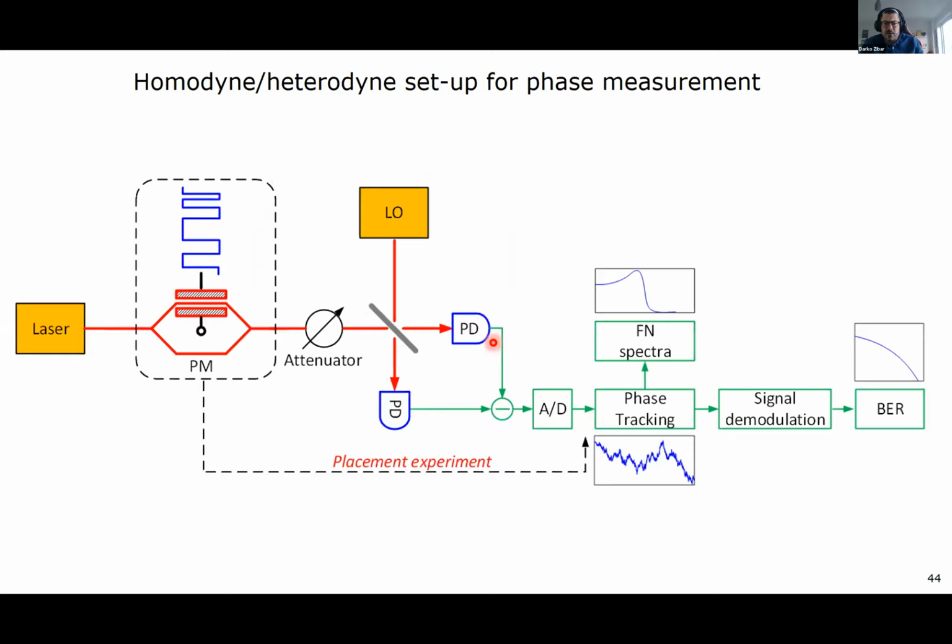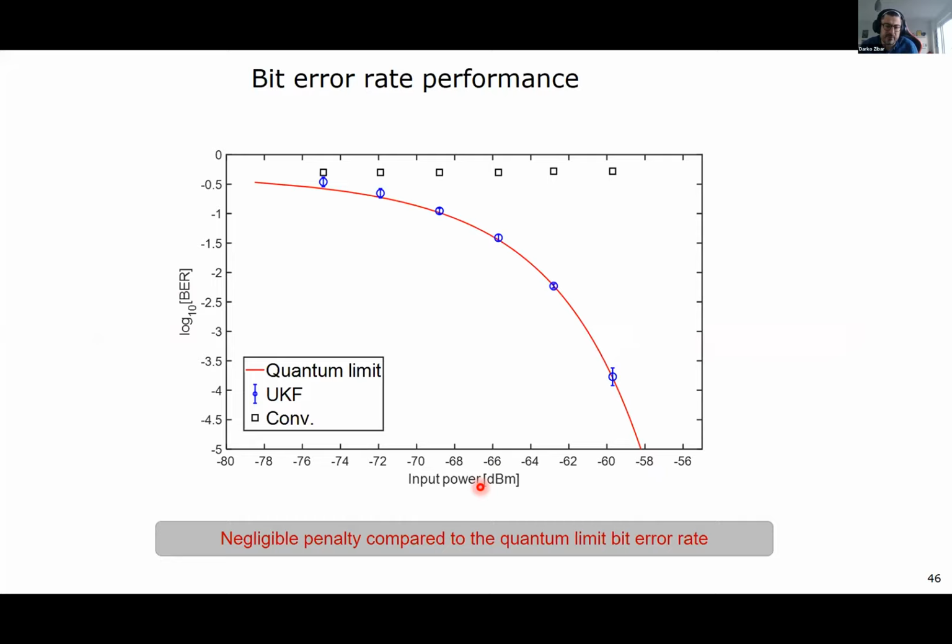Okay, so what we can also do here is see how close we can operate to the quantum limit if we start to do some modulation. In this case, this is a very low power communication system where we have a laser, a phase modulator which we modulate, and then a local oscillator and a balanced receiver. In this case, the balanced receiver is quantum limited. And when we plot BER as a function of input power, we see we are very close to the quantum limit using, in this case, an unscented Kalman filter. And as you should notice here, the power is really, really low. So again, this shows that this phase sensitive detection scheme can really operate very close to the quantum limit.